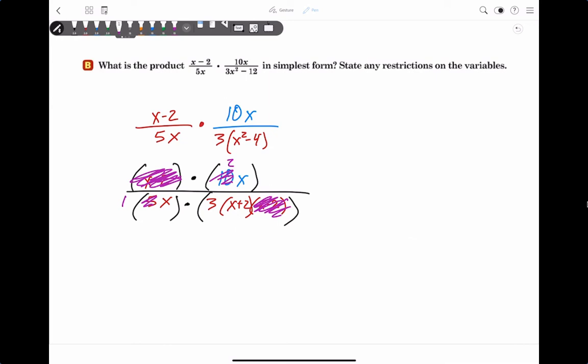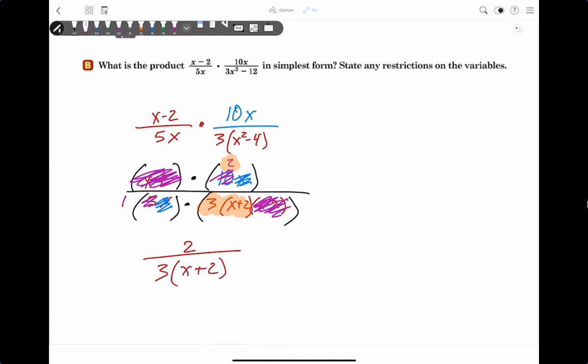And now here's that discrepancy. This x will cancel out that x. And then I'm left with just these pieces up top and these pieces on the bottom. So there's nothing else left to cancel. So if I wrote that down, I'd have 2 over 3x plus 2.